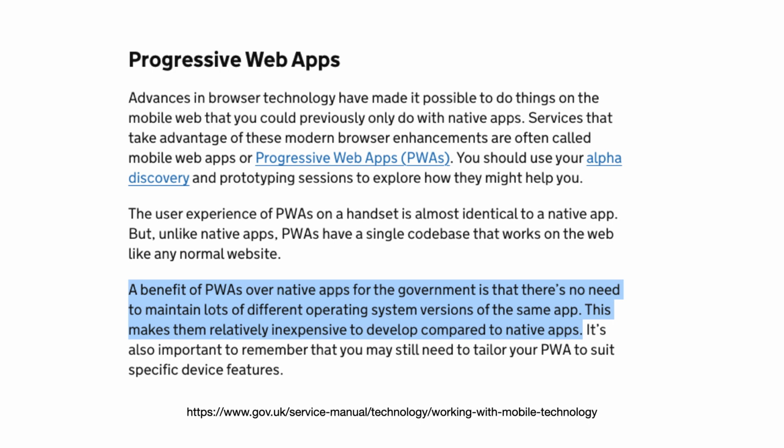Our government writes, advances in browser technology have made it possible to do things on the mobile web that you could previously only do with native apps. Services that take advantage of these modern browser enhancements are often called mobile web apps or progressive web apps. They continue, the user experience of PWAs on a handset is almost identical to a native app. But unlike native apps, PWAs have a single code base that works on the web like any normal website.